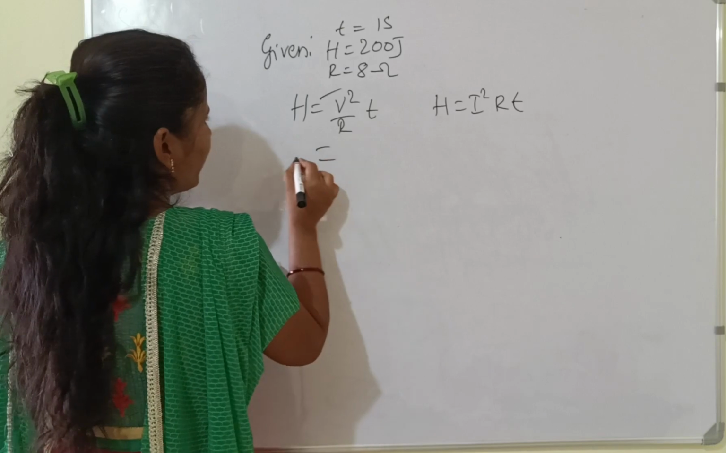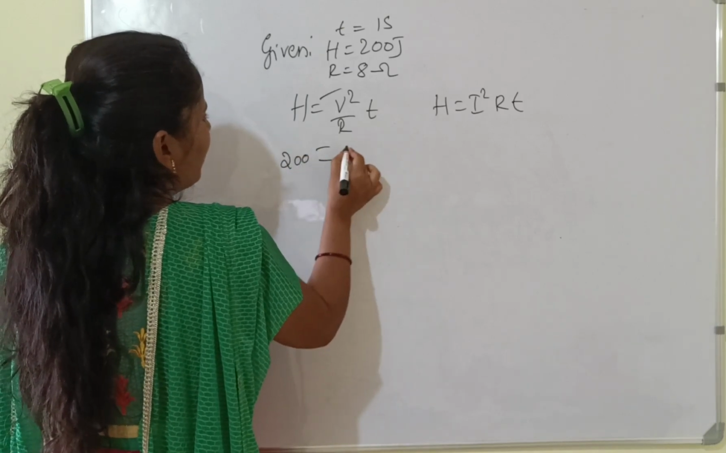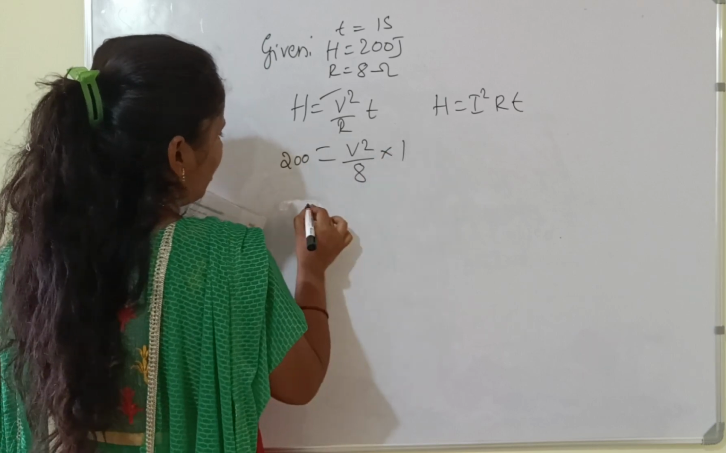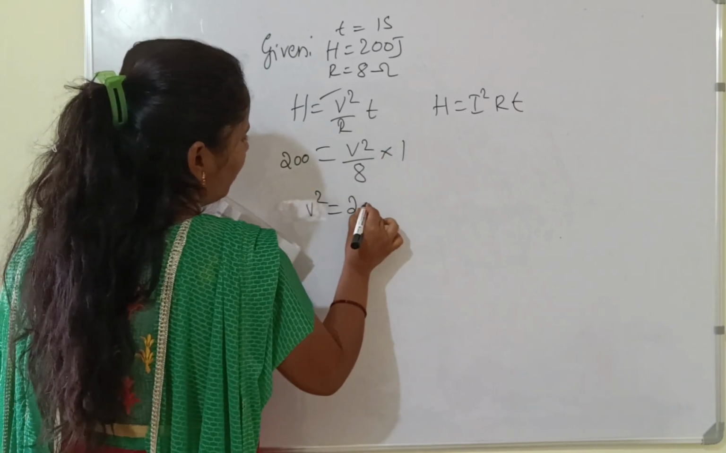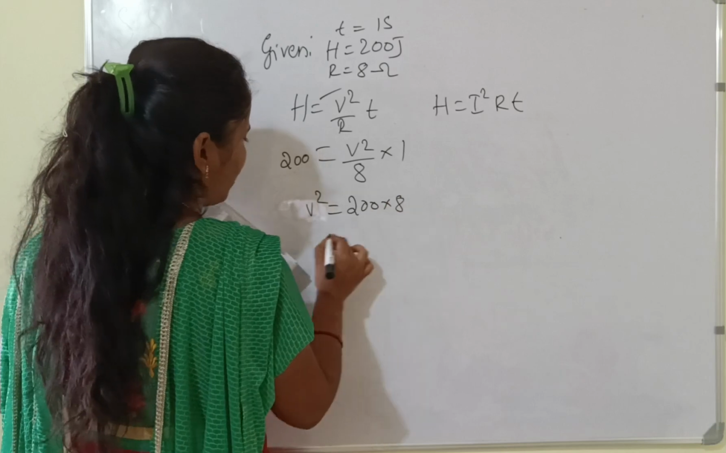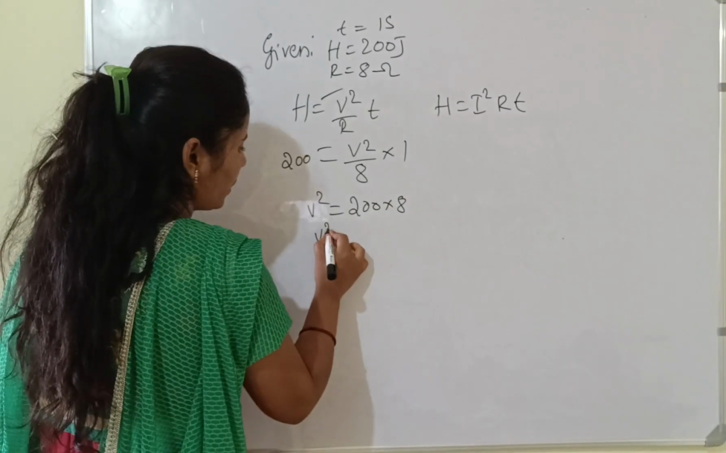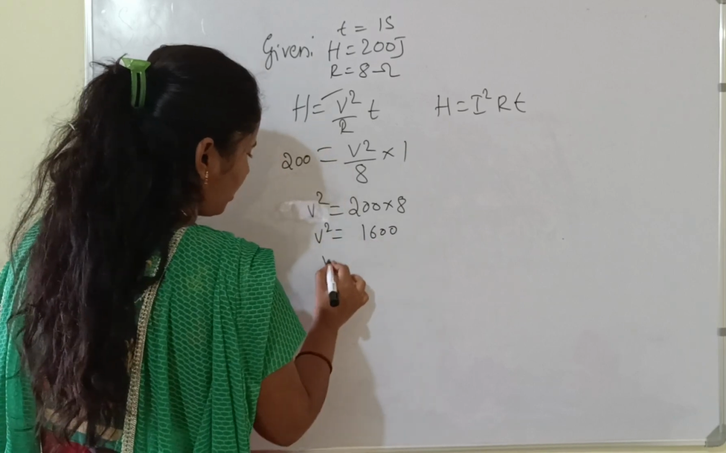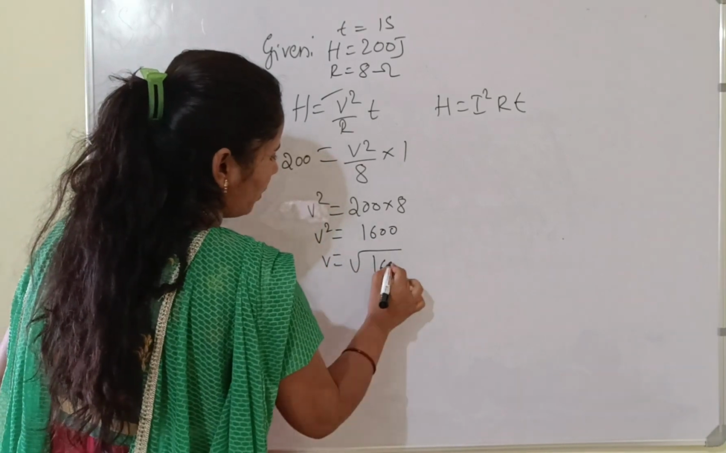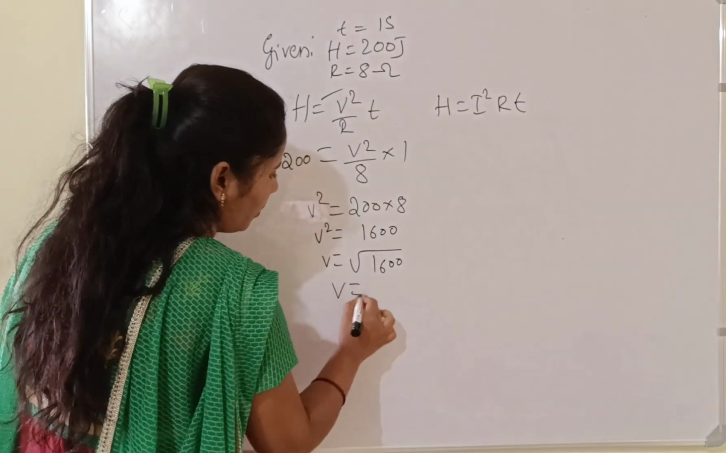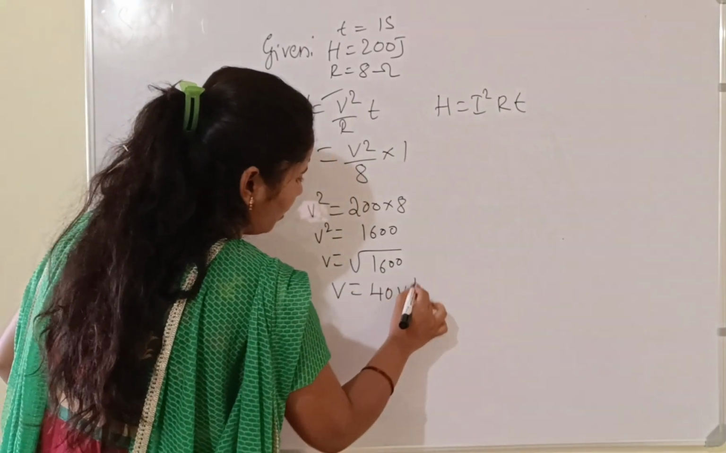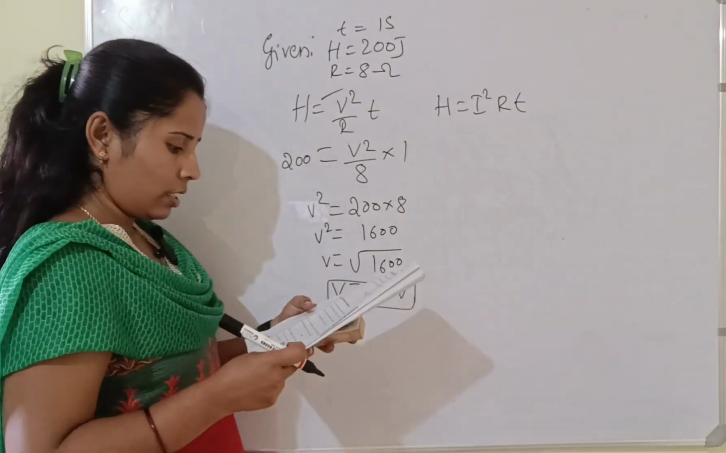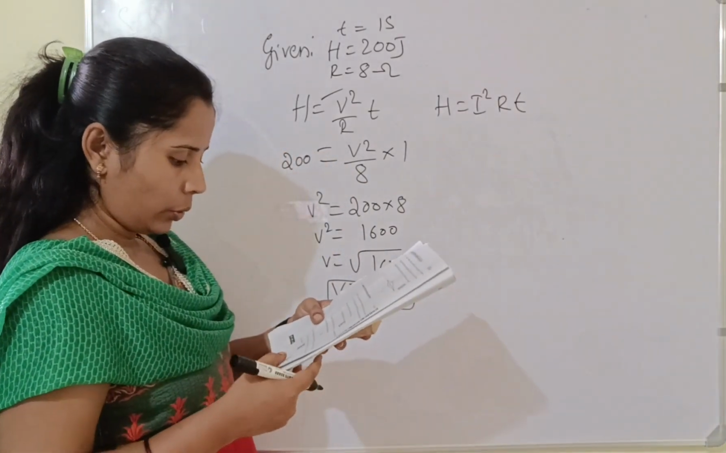So if I substitute here 200, I don't know V, R will be 8 into 1. So V square will become 200 into 8. So V square will become 1600. Square root. So V will become 40. So the answer will be 40 volt.